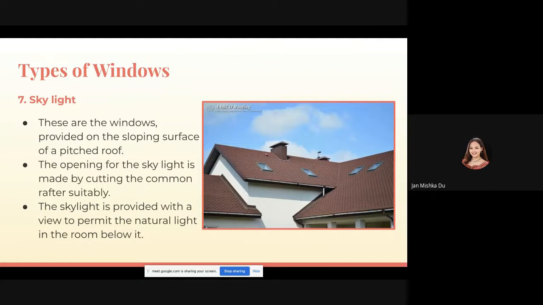So the skylight, these are the types of windows that are placed on the roof. It is an opening for the skylight to come into a certain room, and it will give natural light to a room. The opening for the skylight is made by cutting the common rafter suitably, and the skylight is provided with a view to permit the natural light in the room below it. Next slide, please.